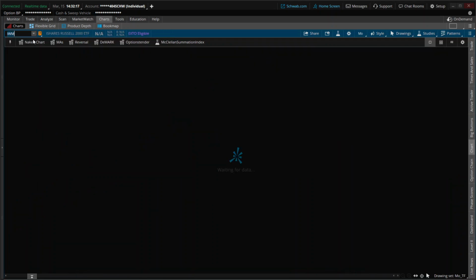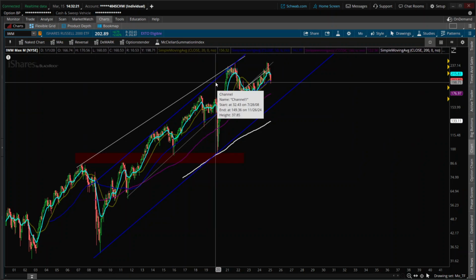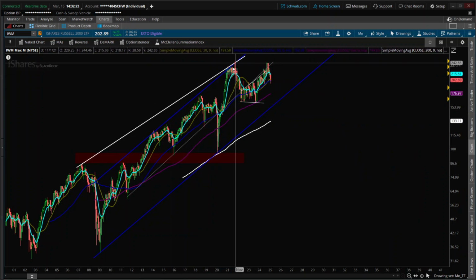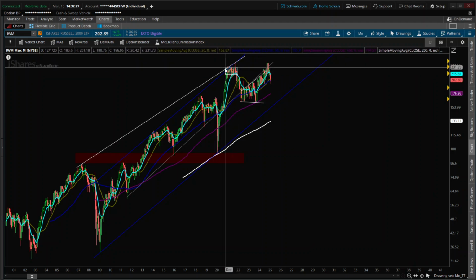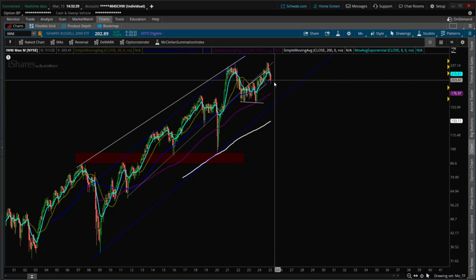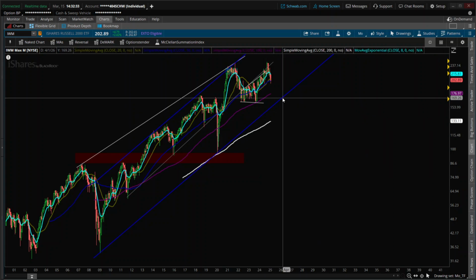IWM. IWM has these trend lines. You had some negative divergence up here. Then we drew a channel. That was some confluence there, and I do think that we'll backtest this channel. As a matter of fact, I think we'll break it eventually.